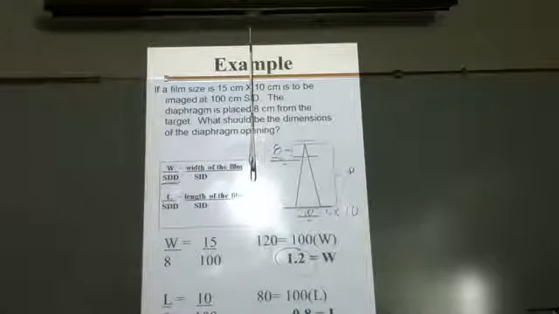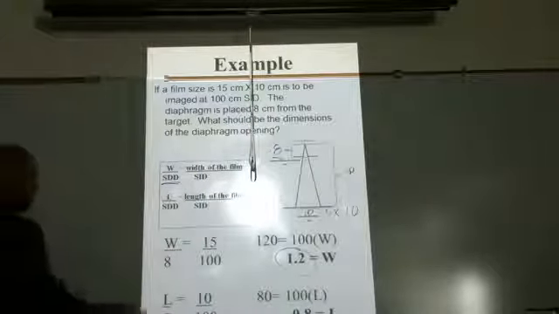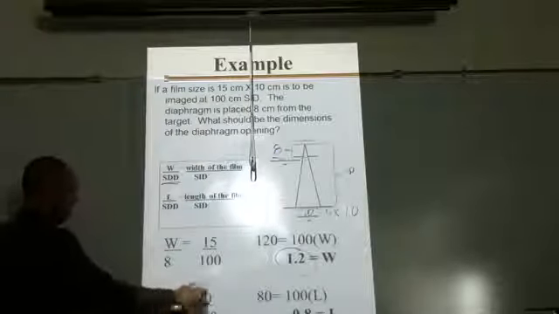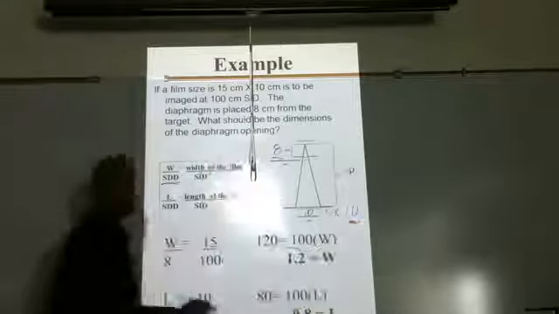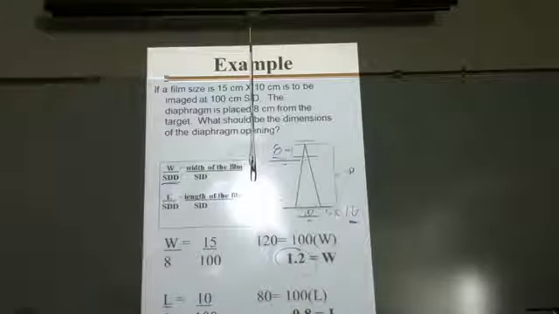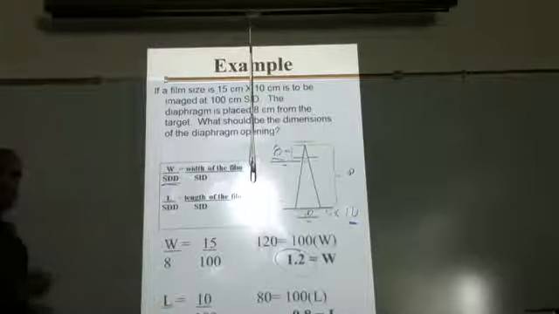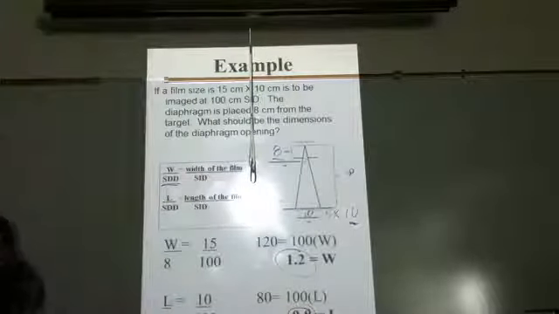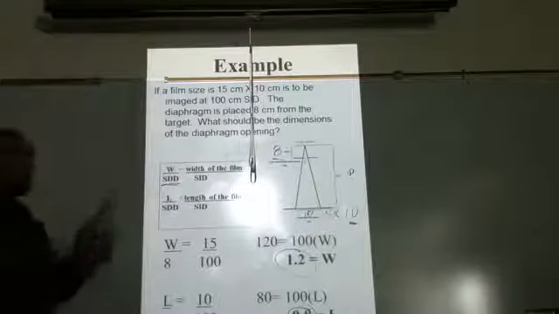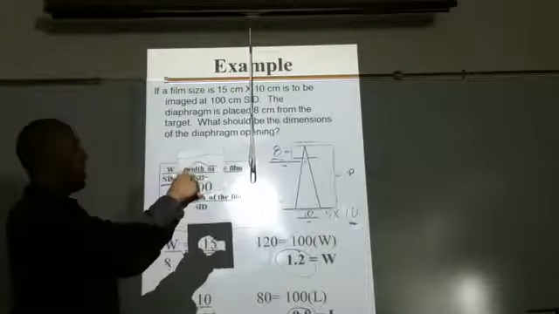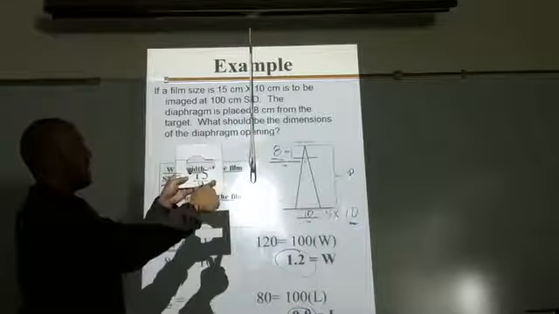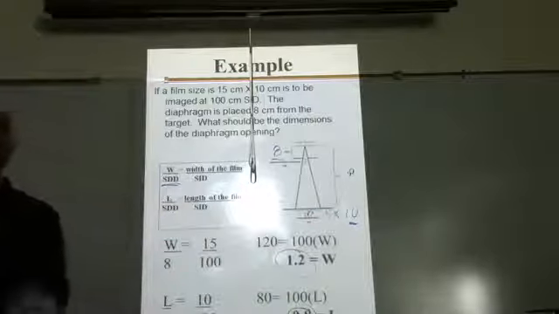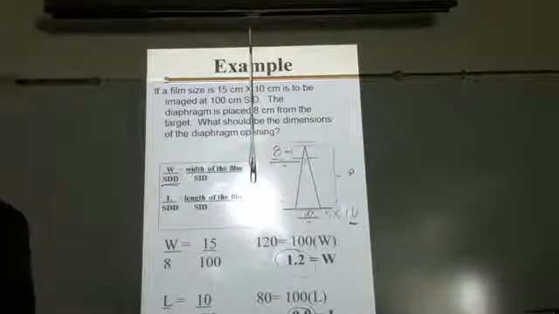Now I got to figure out the other part of my dimension, the length. Length over 8, the SDD, is equal to 10, the second part of your beam dimension, over 100 SID. I now got 0.8. What that's saying is my window is going to be 1.2 by 0.8 to give me a beam size of 15 by 10 when it is placed 8 centimeters away from my source.